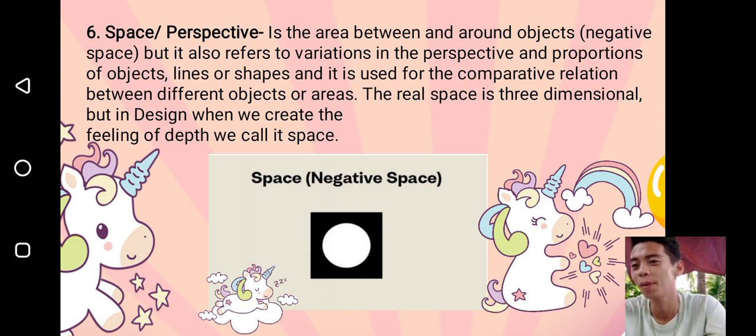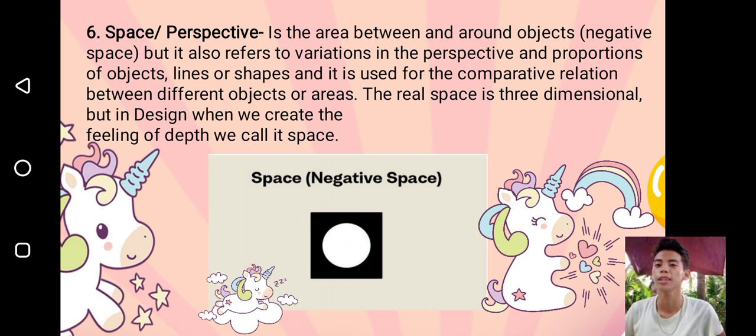So number 6, space and perspective. It's the area between the round object, negative space. So, kita nyo ng negative space. So, but it also refers to the variation in the perspective and proportion of objects, lines or shapes, and it is used for the comparative relation between different objects or areas.